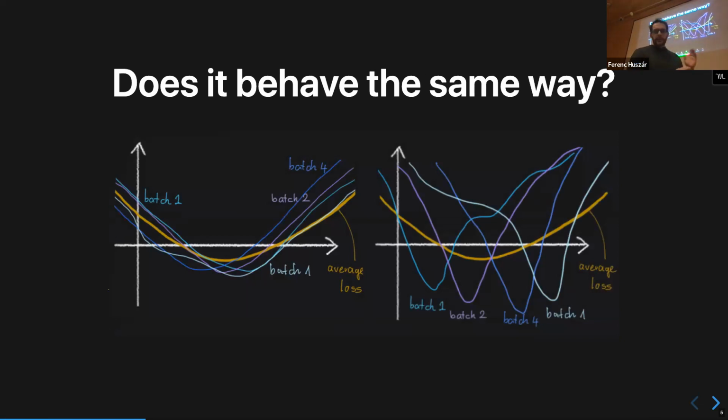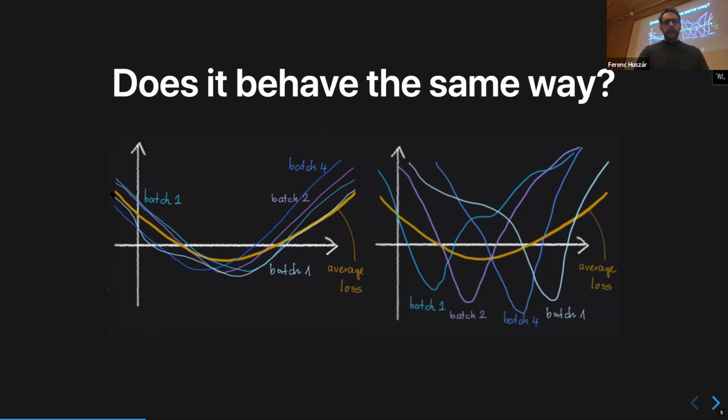We can ask a second question now that we know that it converges, or you believe me that it converges. Does it behave in the same way? How is it different from the deterministic gradient descent, when you take all your data at once? And here are two scenarios. Imagine that this is a cartoon illustration, not an actual optimization problem, obviously. The x-axis here is my parameter, let's say one-dimensional for easy illustration, and the y-axis measures the loss function.